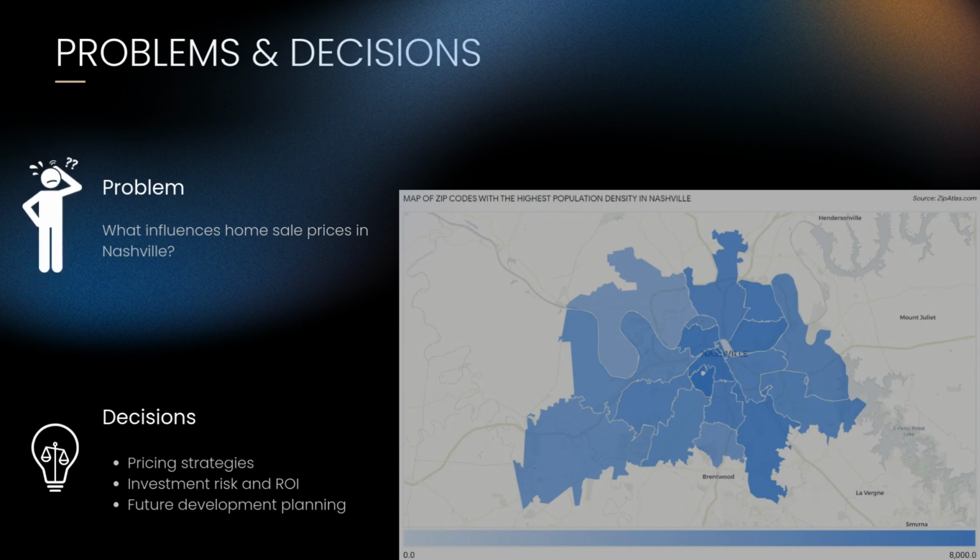The key question that I explored was, what influences home sale prices in Nashville? That became the foundation of my problem statement. From there, this dataset opens up multiple decision making pathways. For example, real estate agents and sellers can use this data to guide pricing strategies. Investors can assess risk and potential return by analyzing trends in appraised value versus sales price. And city planners might use this information to identify where development or policy attention is most needed.